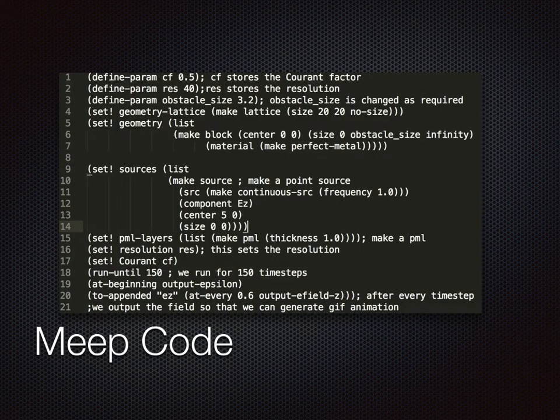This is our code. We change the parameter obstacle size to control for the height of the obstacle. We set up the source and PML as we have already shown in the previous figure. We run the simulation for 150 time steps, which is enough to converge at the correct solution.